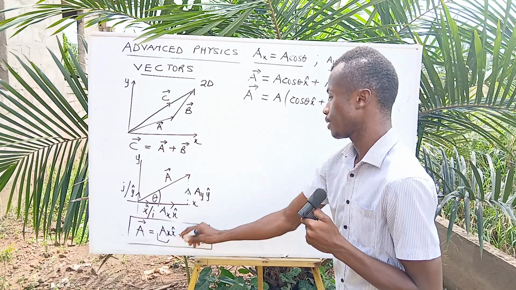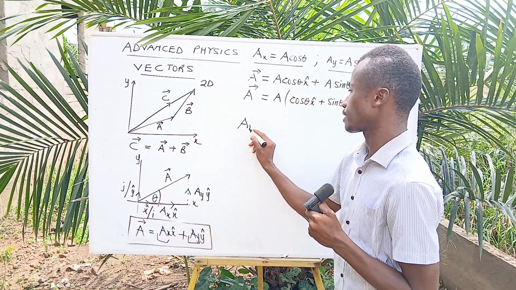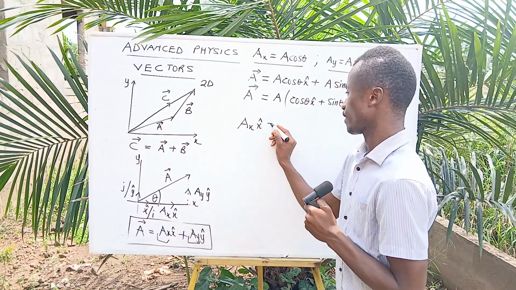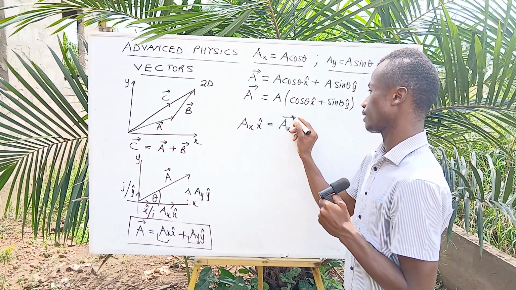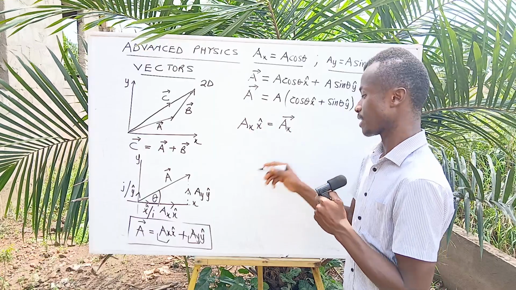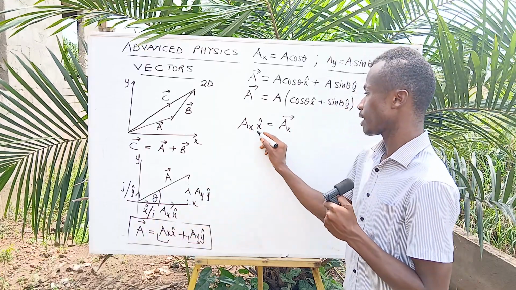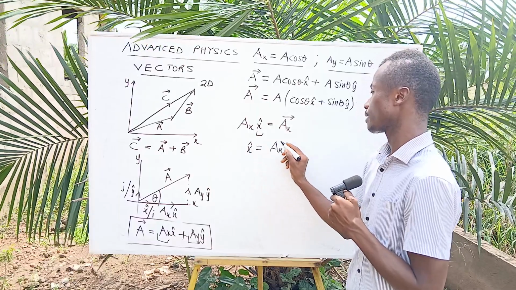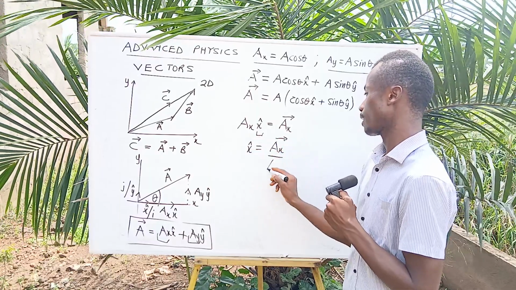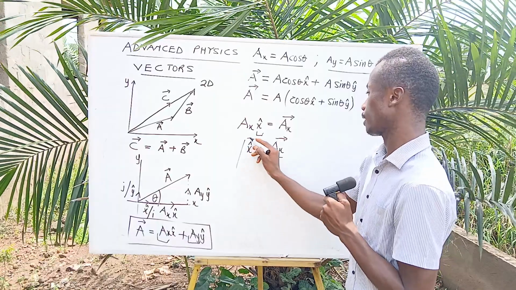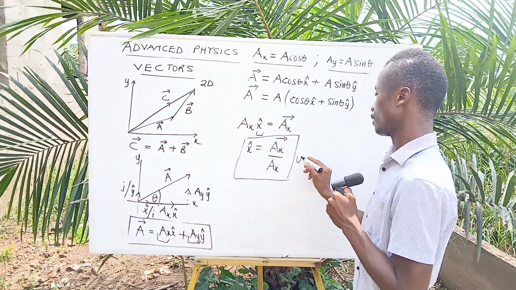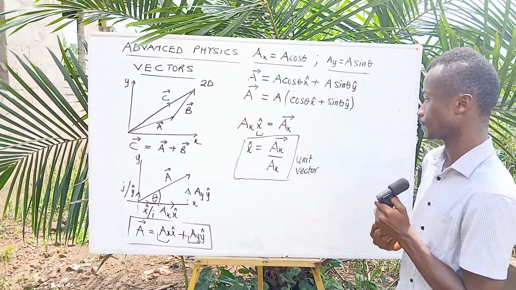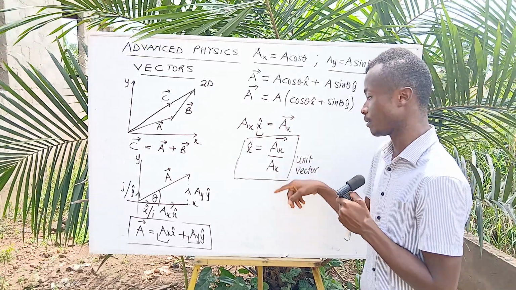Now, if ax x roof is a vector in the x direction, then what is x roof? x roof will be equal to ax x roof divided by ax without a bar. We call this a unit vector. That's how we define a unit vector. It is a vector itself divided by its magnitude.